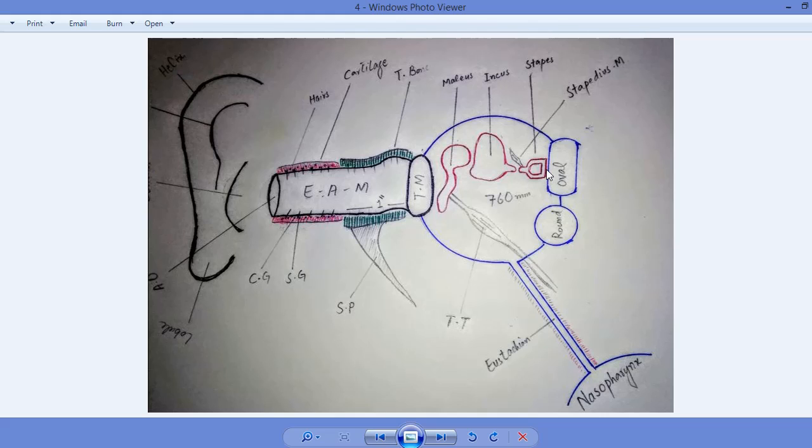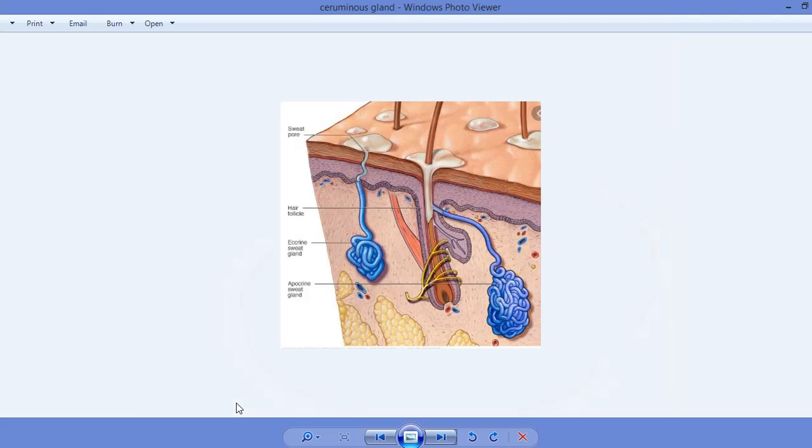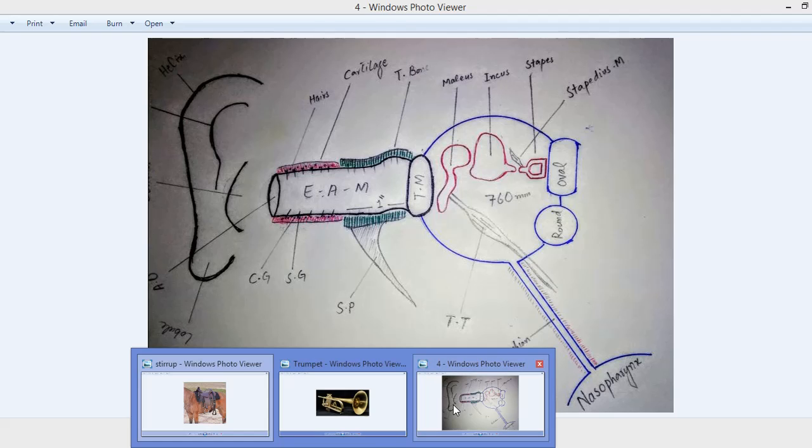Similarly, the third bone, which is the smallest bone in the body, is the stapes. And the stapes is just like the shape of a stirrup. That is why this is called stapes. The shape of it resembles the shape of a stirrup. I'm going to show you the stirrup. This is a stirrup, and this is also a stirrup. So the shape of the stirrup resembles the shape of the stapes. That is why this is called stapes.